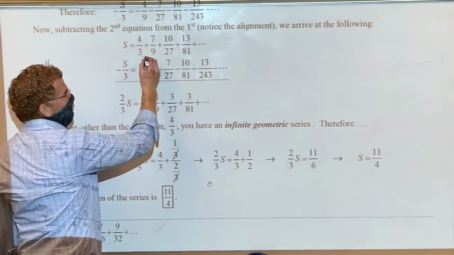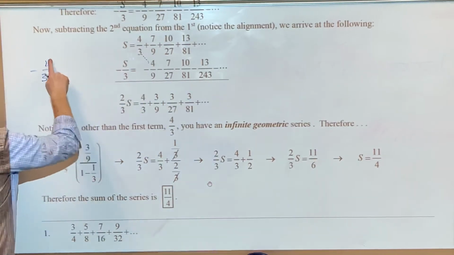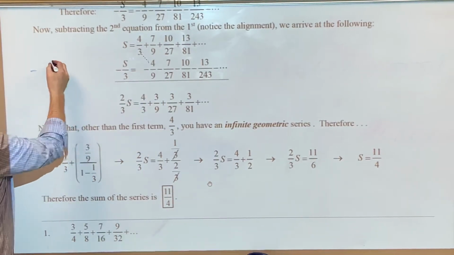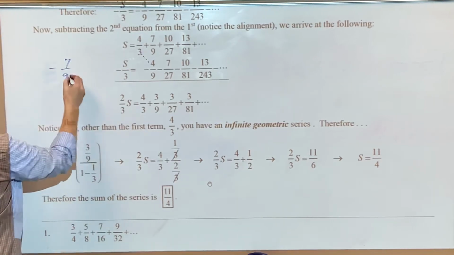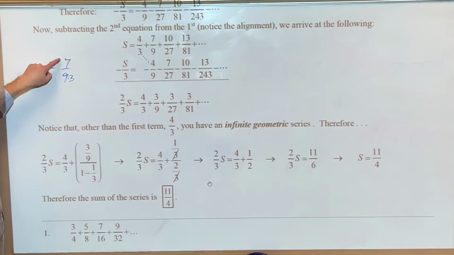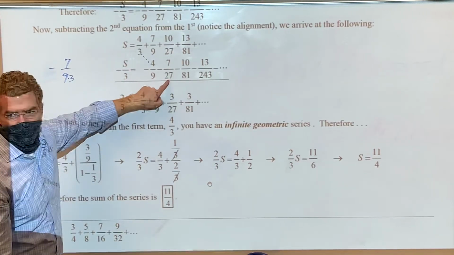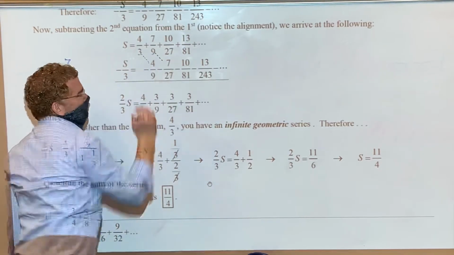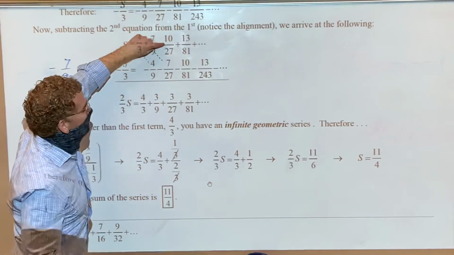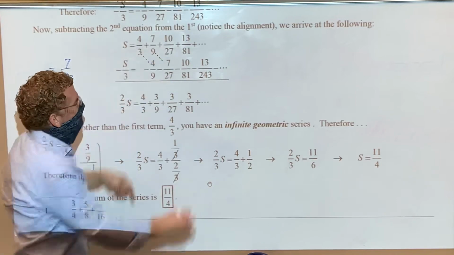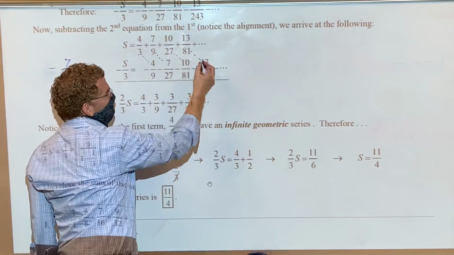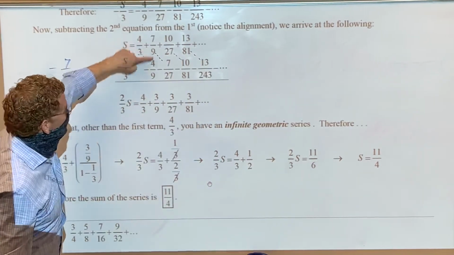So that times negative 1/3. What happens when I multiply 7/9 by a negative 1/3? What do I get? Negative 7 over 27. And I'm going to write that right there. What happens when I multiply that by a negative 1/3? Negative 10 over 81. I'm going to write that there. And if I keep doing that, all of these terms now line up.